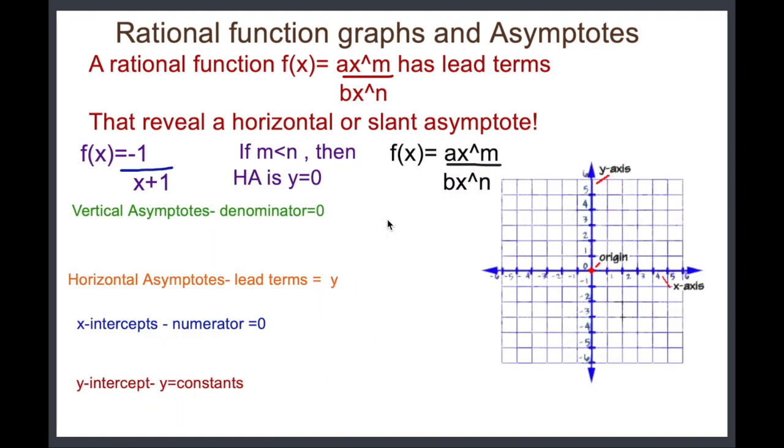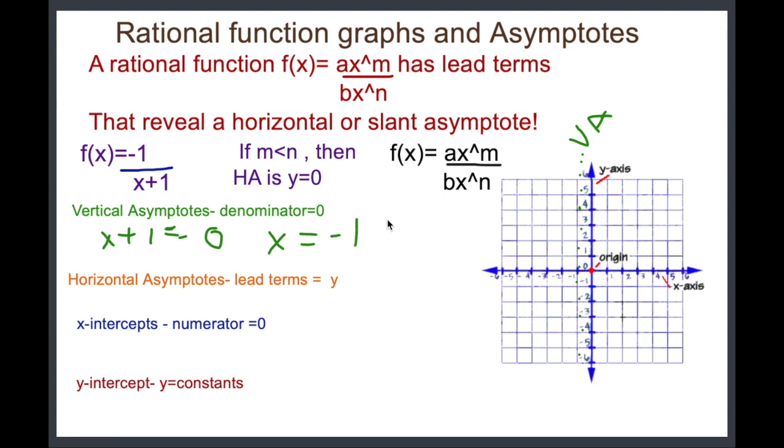The first one is negative 1 over x plus 1. And to find the vertical asymptotes, the first thing you do is set the denominator equal to 0. So that means x equals negative 1. So that would be the vertical asymptote here on the graph. Vertical asymptote: x equals negative 1.